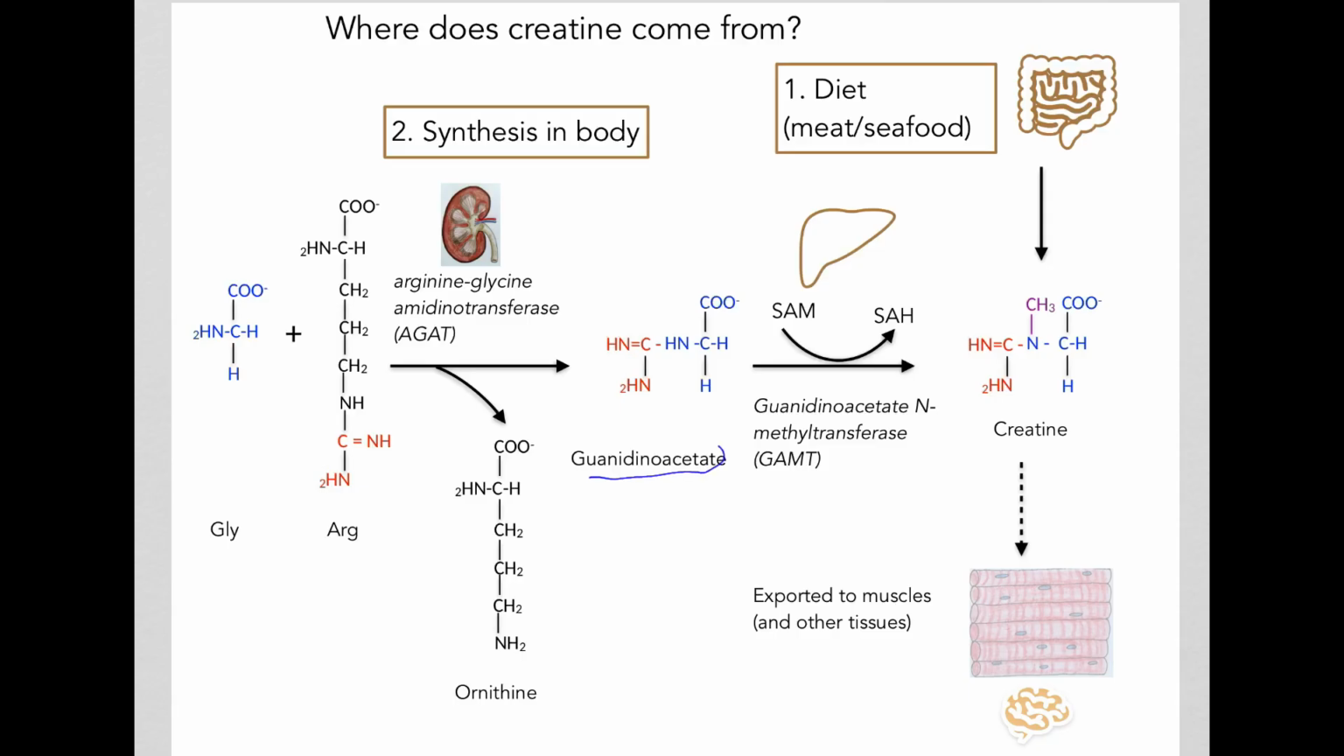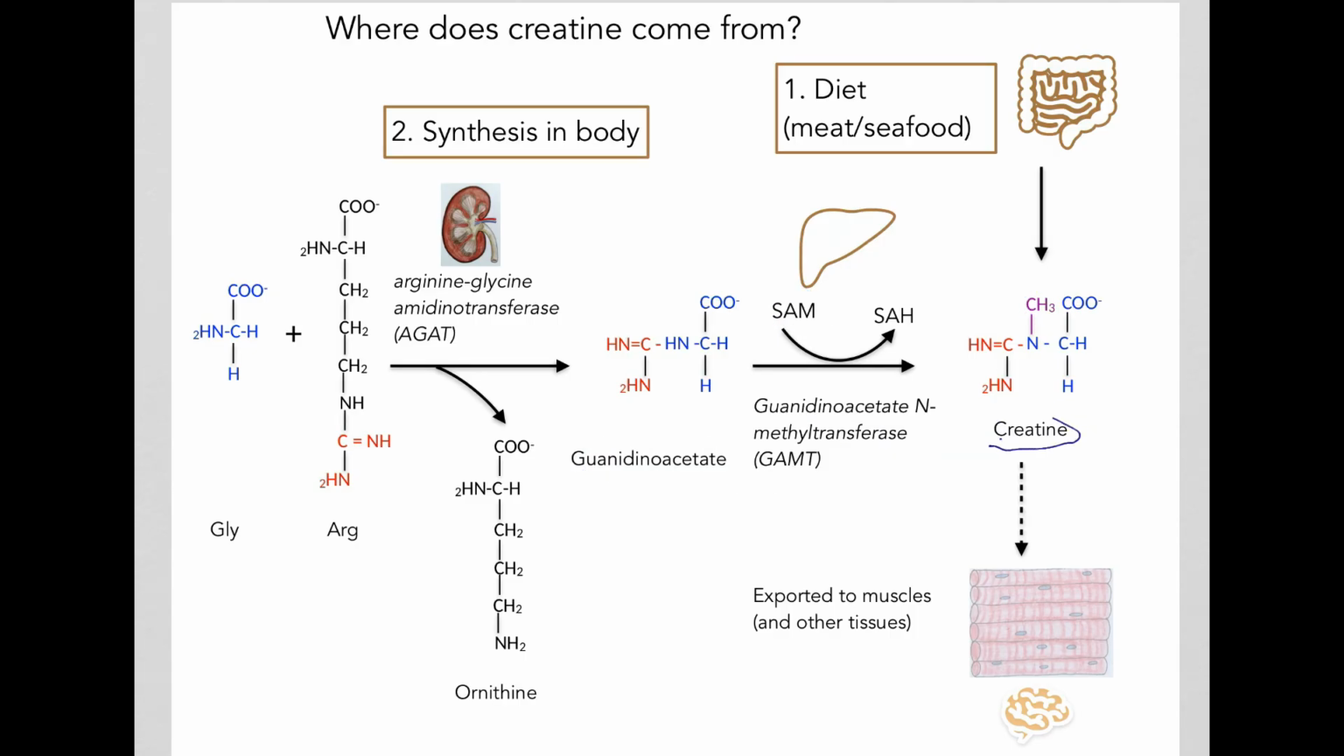The guanidinoacetate is then transported from the kidneys to the liver, and in the liver there is an enzyme called guanidinoacetate methyltransferase, or GAMT, and this enzyme basically methylates. You can see the addition of a methyl group using S-adenosyl methionine, and this guanidinoacetate is converted into creatine.